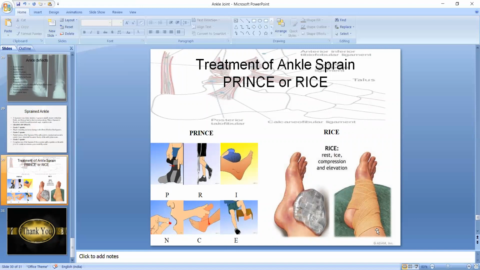Treatment of ankle sprain is RICE: R means rest, I means ice, C means compression, and E means elevation of the foot, and medicine as needed. Then it can rest there. So this is all about the ankle joint. Thank you.